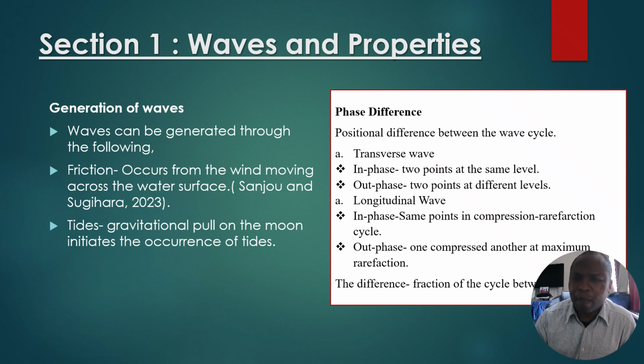Phase difference is an important idea in understanding waves. It refers to the difference in position between wave cycles. In transverse waves, in phase means 2 points along the wave are at the same level. So both the high point, that is the crest, and the lower point, the trough, align.